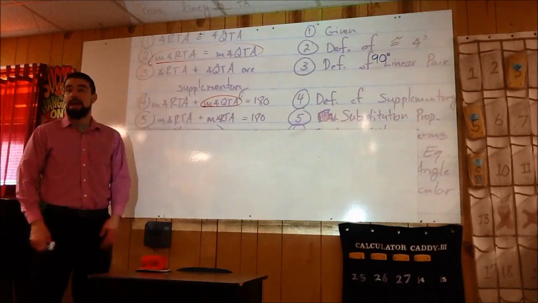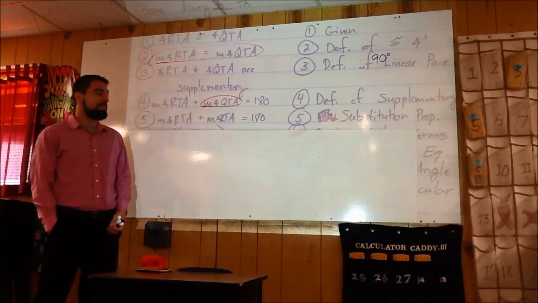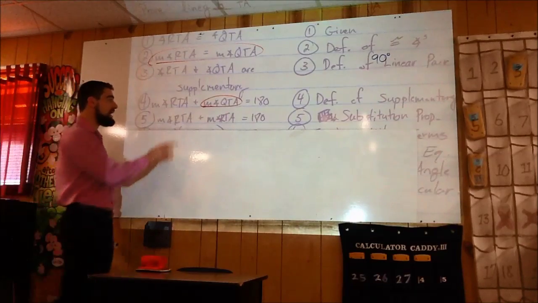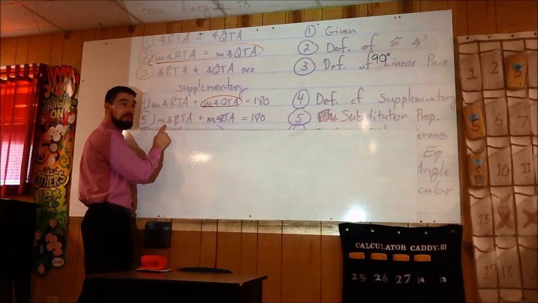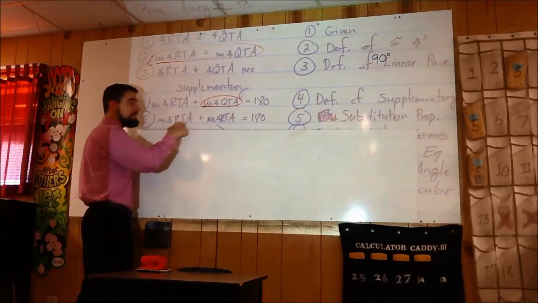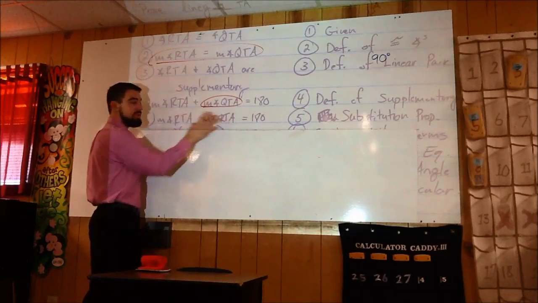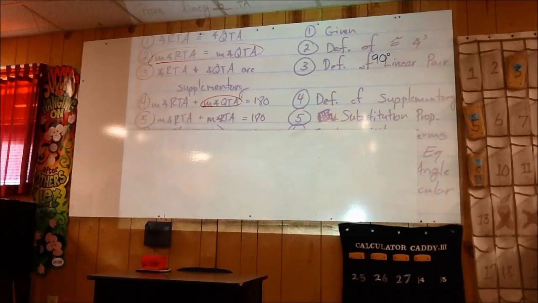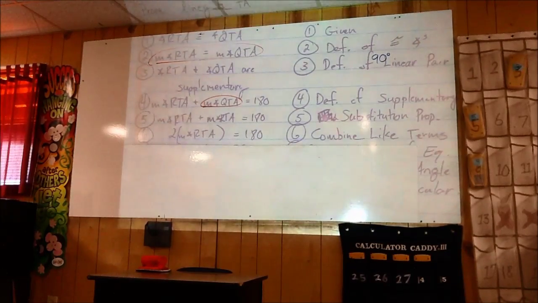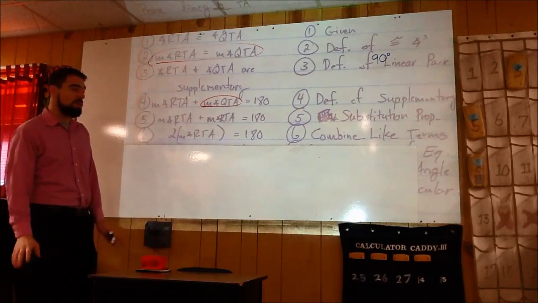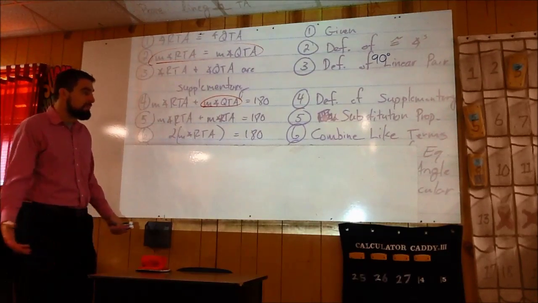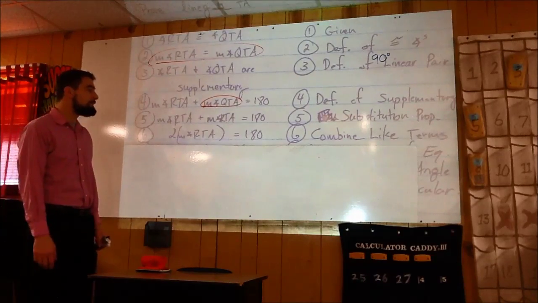Combine like terms. I would also accept simplify, but I like combine like terms. This now reads x plus x, because this is just a big ugly variable. So I have one measure of angle RTA, and I have a second measure of angle RTA. So I can combine like terms, and I can get two of these. I've seen some people say that this is like the distributive property, but combine like terms is totally cool with me. Or simplifying. I'm totally cool with that.